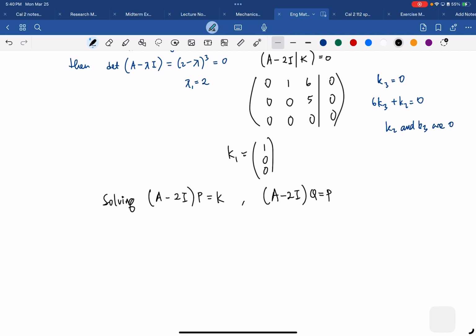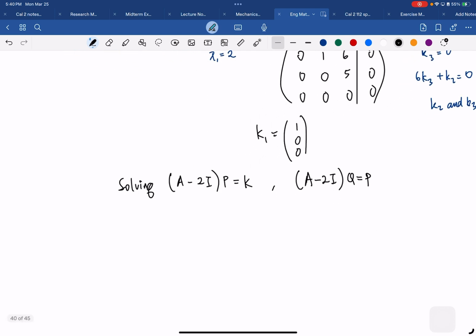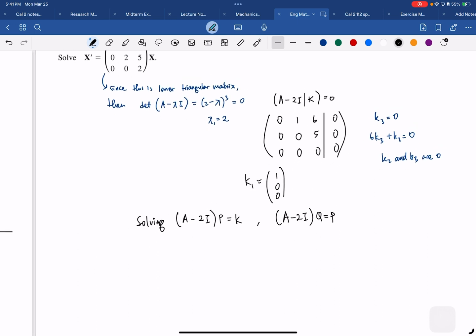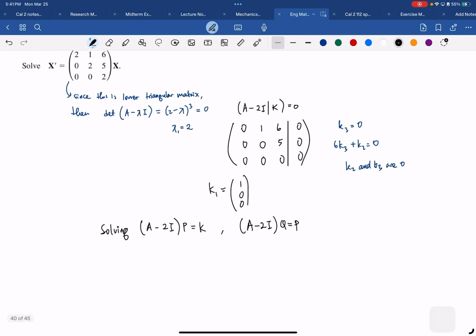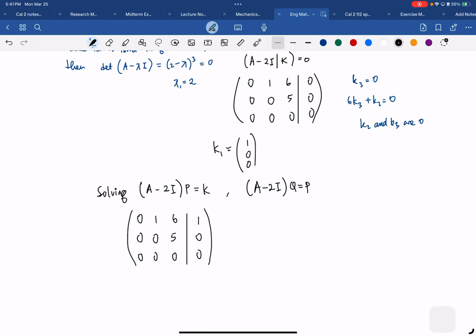Okay, so basically we are going to take P1, P2, P3. Suppose that this is 2 minus 2 is 0, 1, 6, 0, 0, 5, 0, 0, 0, and 1, 0, 0. Let me check again.